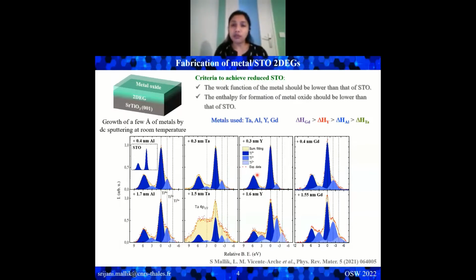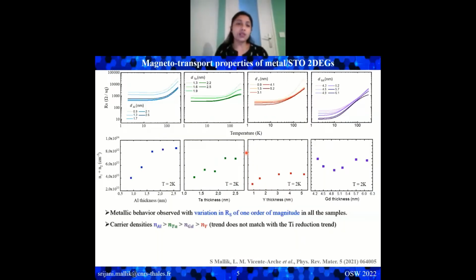So far we obtained the highest reduction, let's say, with gadolinium and yttrium, and then we did the magnetotransport property measurements in these samples. So for all the samples, we could see the formation of 2DEG, because we see that all the samples are very nicely metallic down to 2 Kelvin.